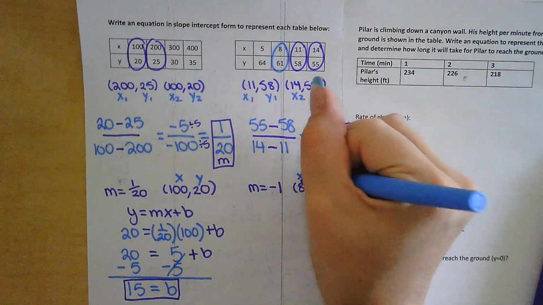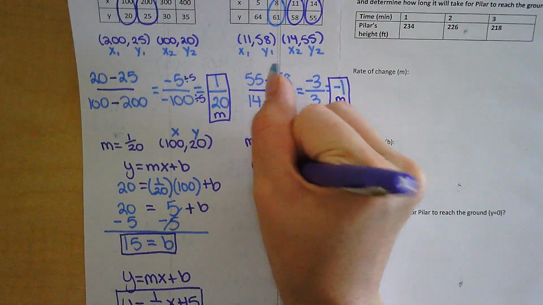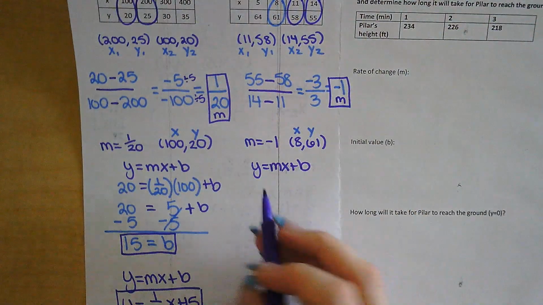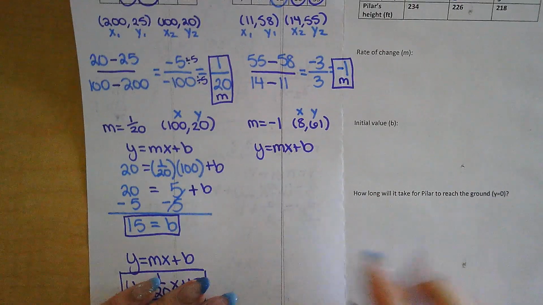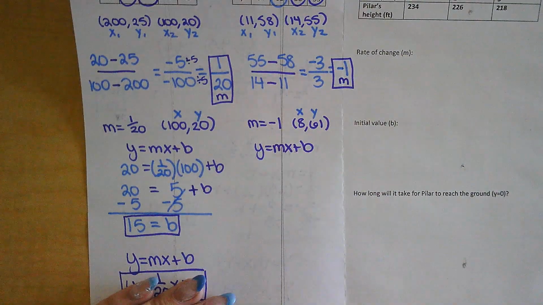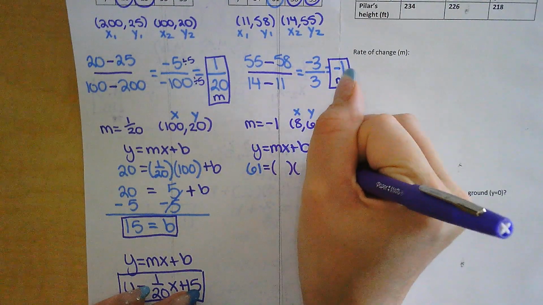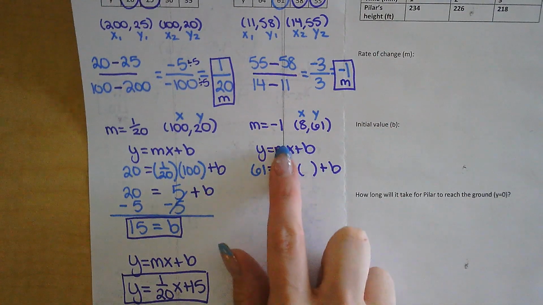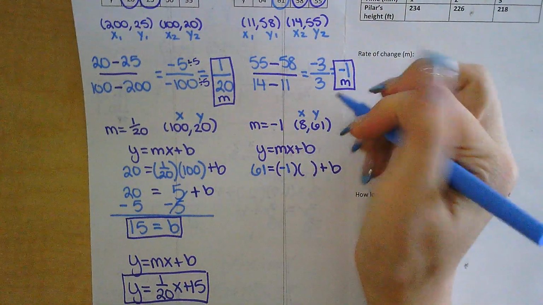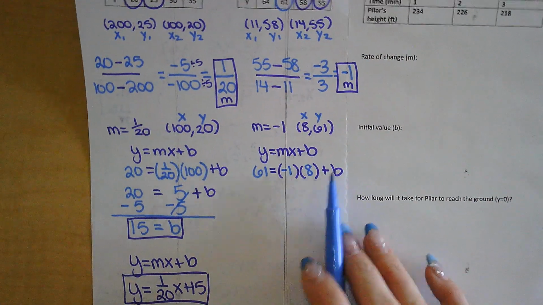Label it with x and y. And write slope-intercept form where I'm going to plug in my value of y, m, and x to solve for b. So y is 61. M is negative 1. Just go ahead and fill in my blanks here. M is negative 1. X is 8. And I don't know b.